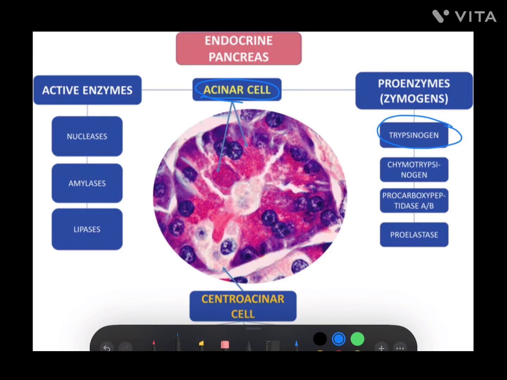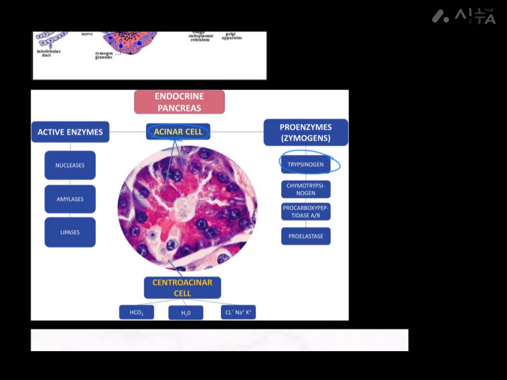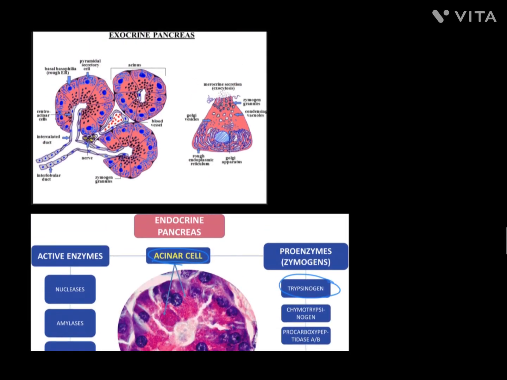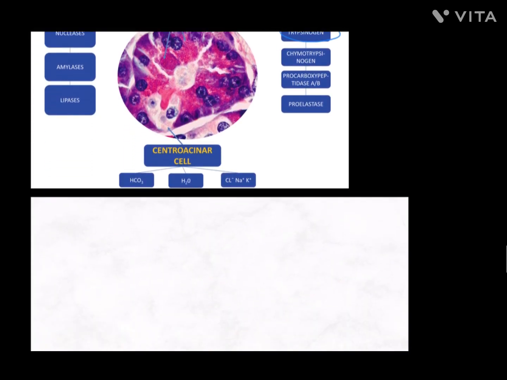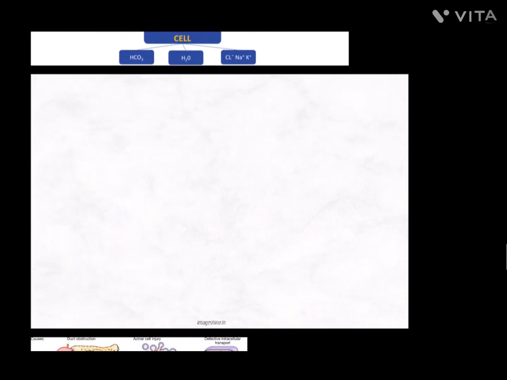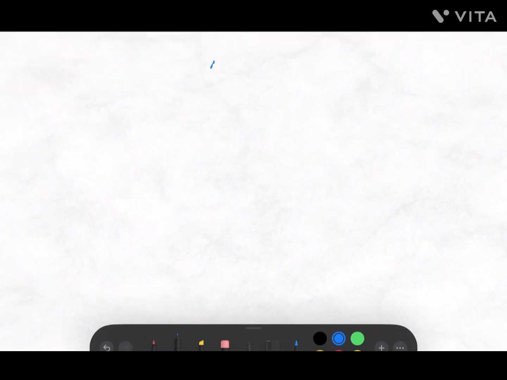And the endocrine function we can see is the islets of Langerhans. The islets of Langerhans release insulin, glucagon and somatostatin, and we have some protective measures. Why a patient will get pancreatitis: we have some protective mechanisms, like normally we can see trypsinogen.